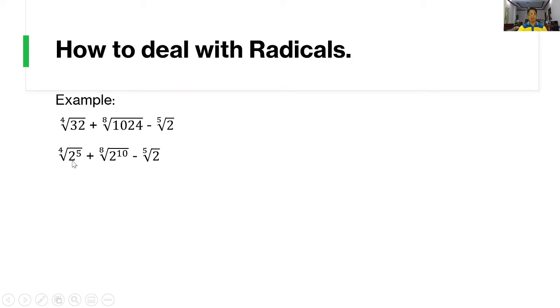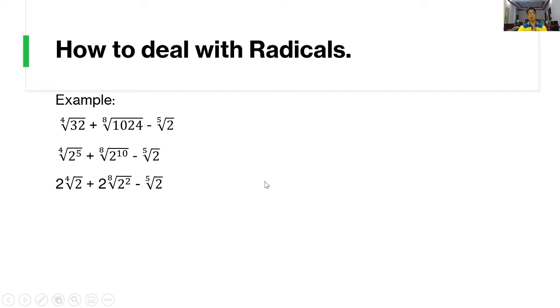Pwedeng lumabas na isang beses, may matitirang dalawa sa loob. Pwedeng lumabas na isang beses, may matitirang isang 2 sa loob. Eto, pwedeng lumabas na isang beses, may matitirang dalawang 2 sa loob. This one, we simply copy. See this one? 2 times the 4th root of 2. Saan nanggaling yung 2? Lumabas isang beses, may natirang isa. Okay? In this case, yung 2, lumabas na isang beses, may matitirang dalawa. 10 at saka 8. Ito, simple lang natin.